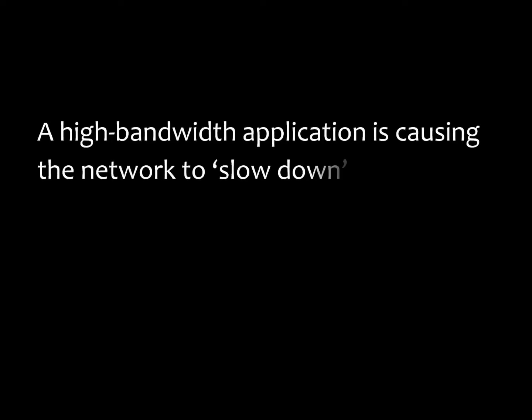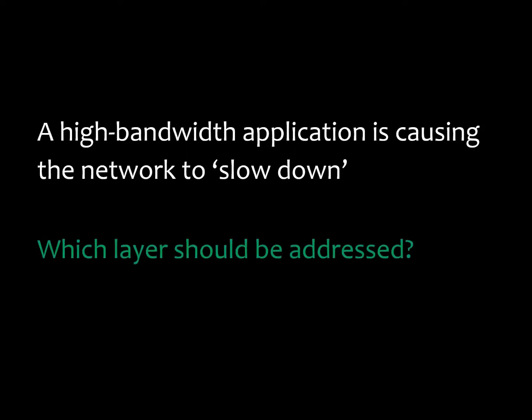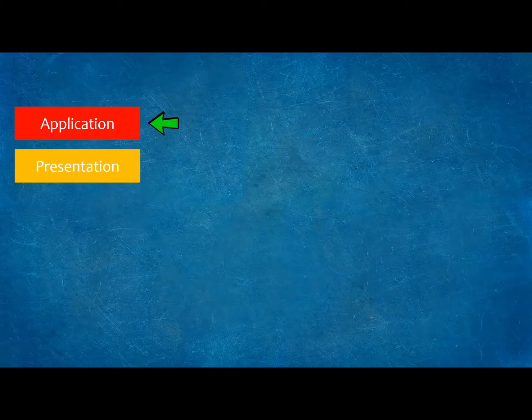Now, I'm going to pose you a scenario. You're working in the network team, and users are complaining that a new high bandwidth application is causing the network to slow down. Which layer do you think needs to be addressed? We'll now take a closer look at what each layer does. Afterward, we'll run through an example of how this might work.